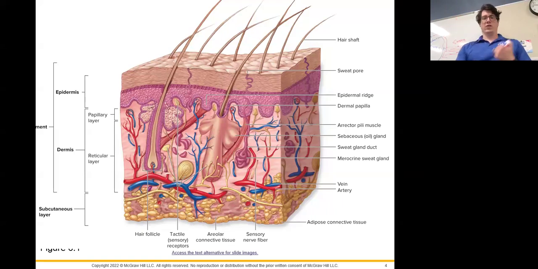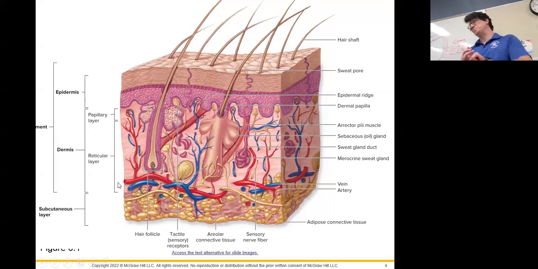Now, we're also going to find a couple of sensory nerve receptors that are going to move up into the epidermis just a little bit. In fact, I actually don't even see a single one of them on this particular figure. Okay. We will have some nerve endings that will go up into the epidermis, but not very much. Most of them are going to be found down here in the dermis.